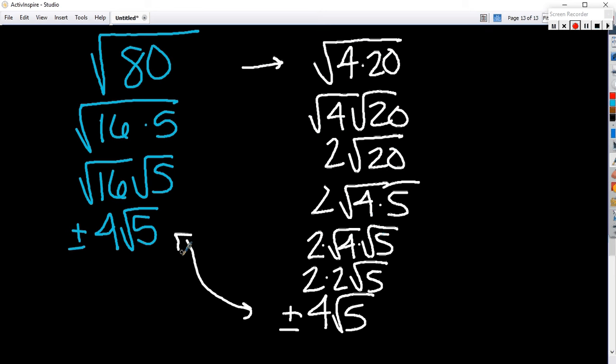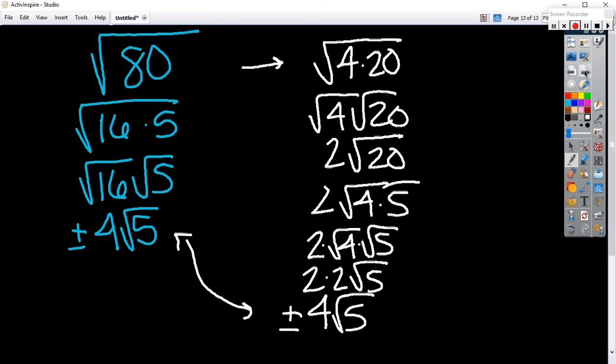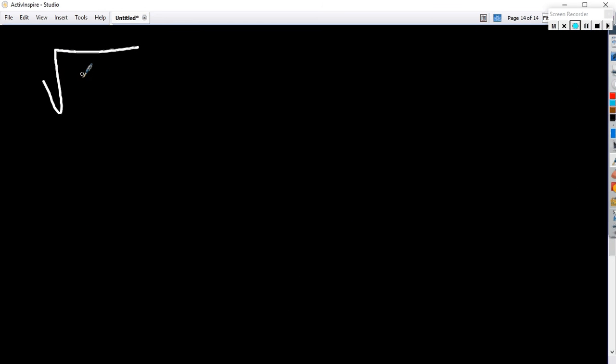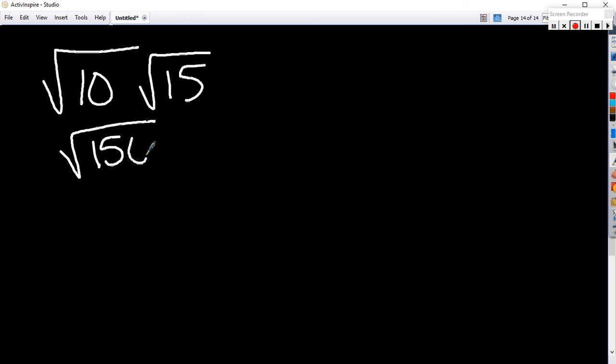What if I started out with 2 separate radicals, let's say 10 and 15? On their own, I can't divide them by anything. Do you see that? Do you agree with that? I would. I want to go ahead and put them together so that I can break them apart and simplify. So I could make this 150.